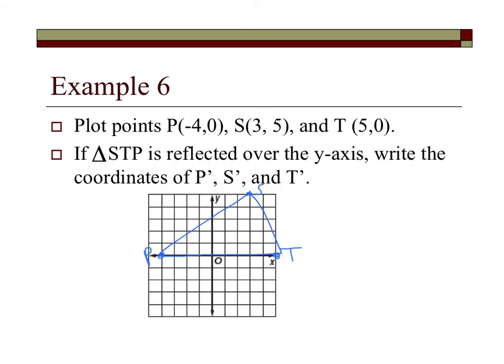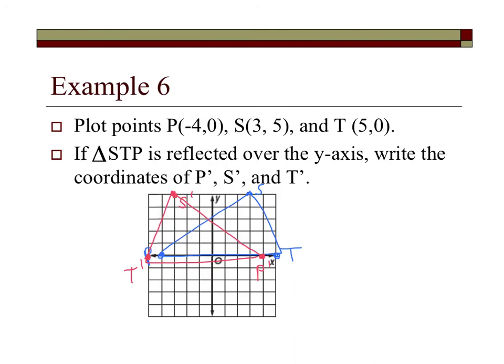So if we do that, if I switch P over the y-axis, I'm going from here all the way over to the other side, which would be right here. So I'm going to have P prime right there. For S prime, if we're reflecting over the y-axis, I'm going to end up over here. See, it's kind of like a mirror. There's my S prime. And then T prime is going to be all the way over on the other side right here. And then here's my new triangle, which has been reflected over the y-axis.